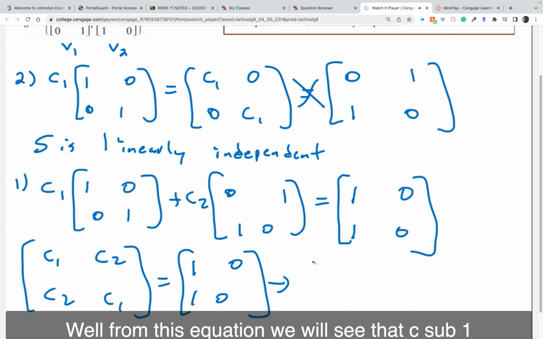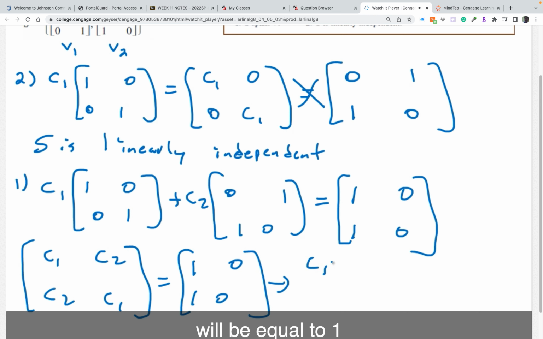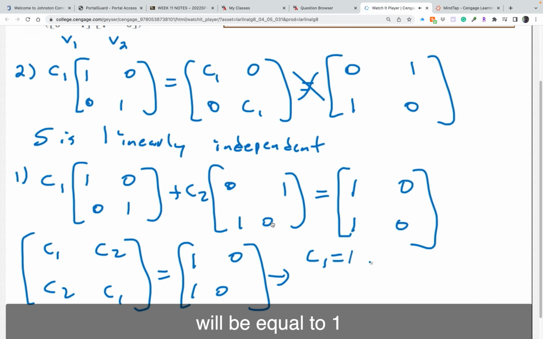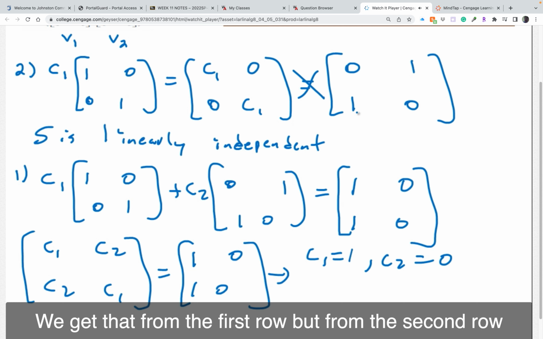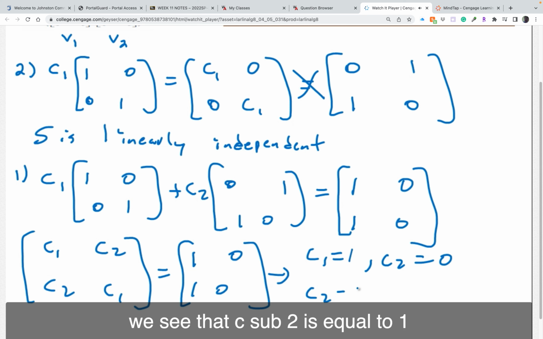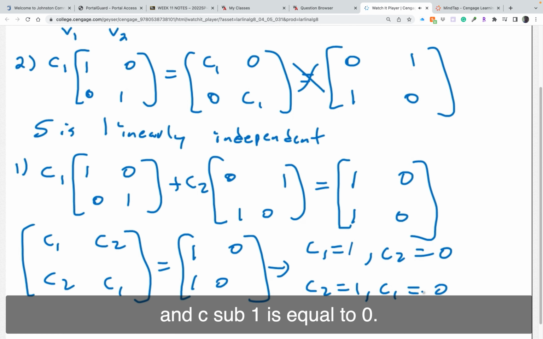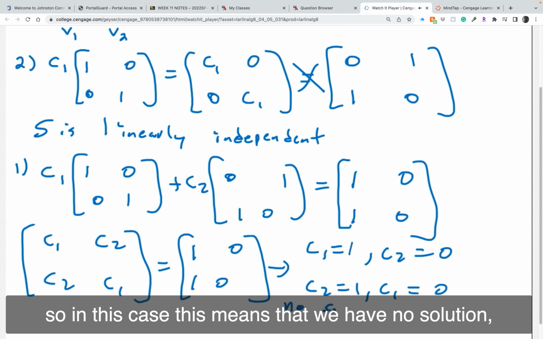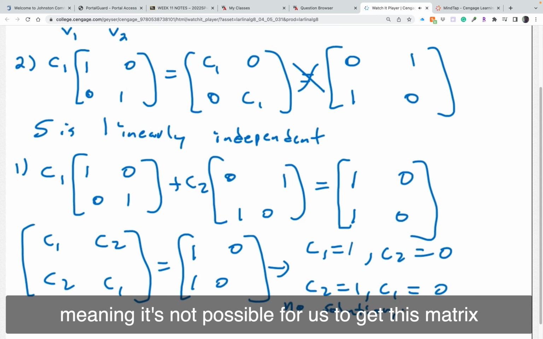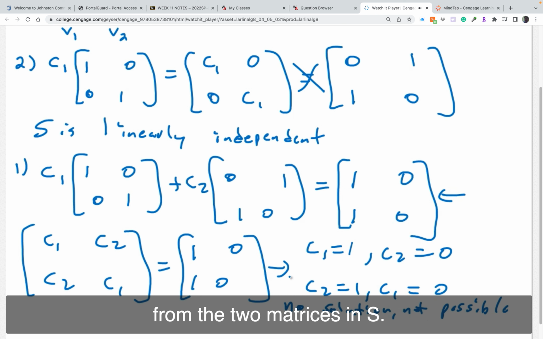Well, from this equation, we'll see that C sub 1 will be equal to 1, and C sub 2 will be equal to 0. We get that from the first row, but from the second row, we see that C sub 2 is equal to 1, and C sub 1 is equal to 0. So C sub 1 and C sub 2 cannot take on multiple values. So in this case, this means that we have no solution, meaning it's not possible for us to get this matrix from the two matrices in S.